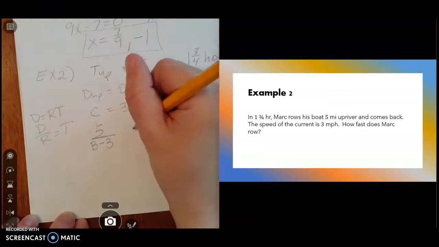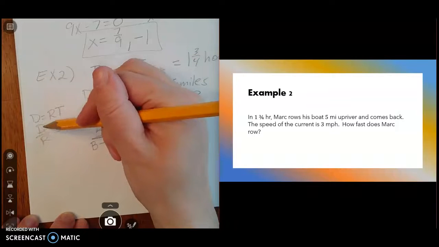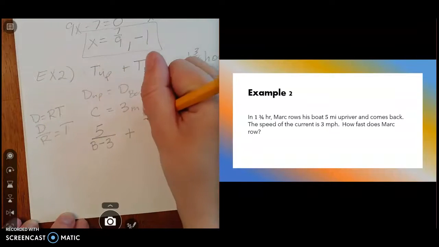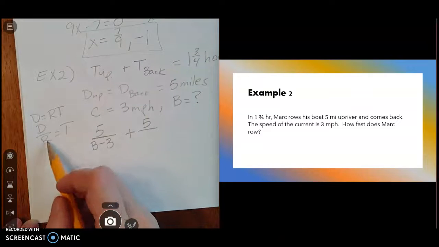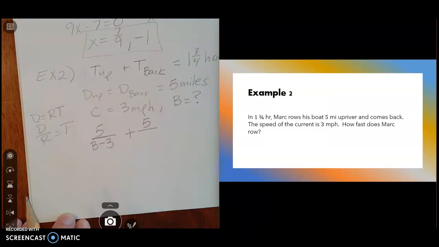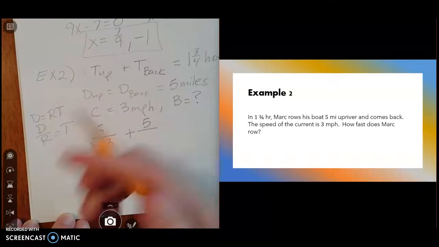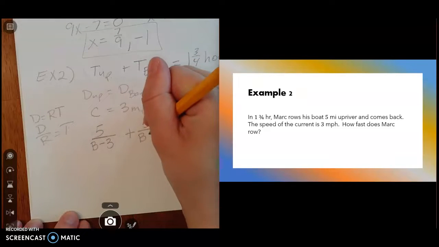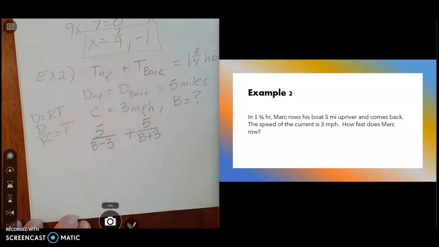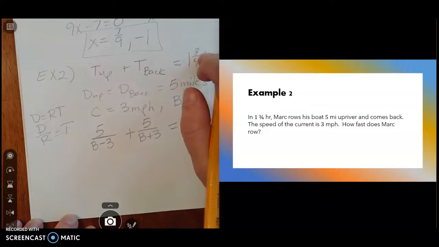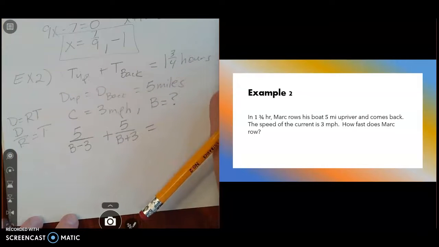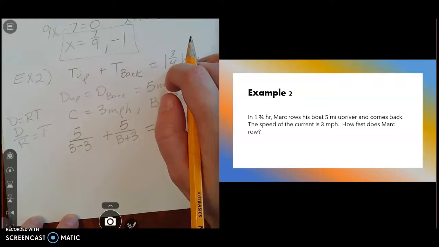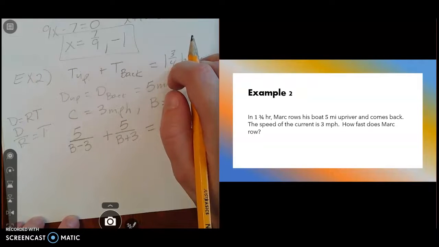The time to come back, I'm going to do the same thing. I'm going to do d over r to be for my t. So the distance to come back was also 5 miles. The rate, when he's coming back, now the current's helping him. He's going along with the current, so it's going to speed him up a bit. So that's going to be his boat speed plus 3. And then that equals our time, 1 3/4 hours, which let's go ahead and convert that to an improper fraction so we can do our arithmetic a bit easier.